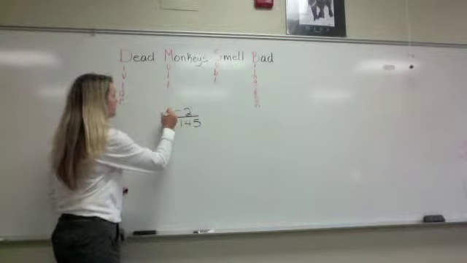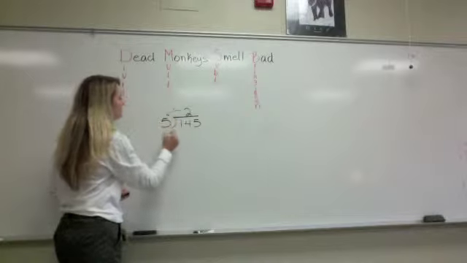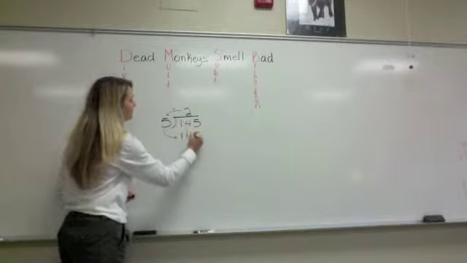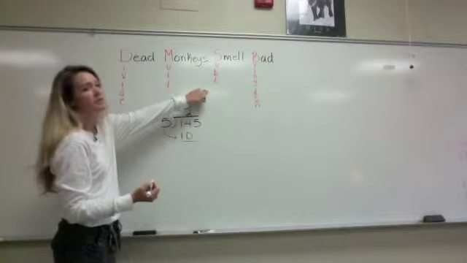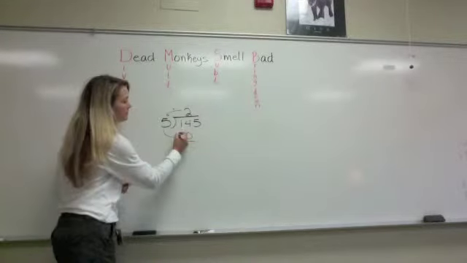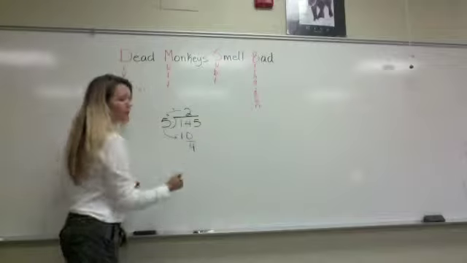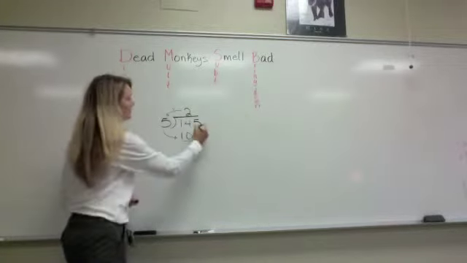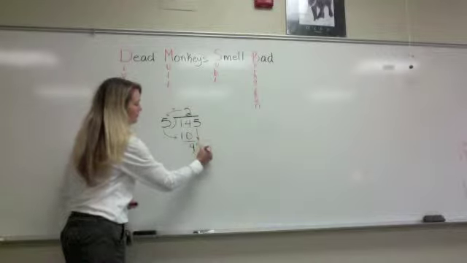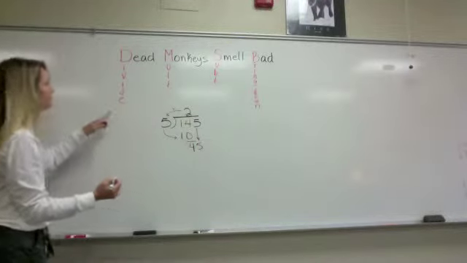Well, 2 times 5 is 10. We just multiplied down. Now we're going to subtract. 14 minus 10 is 4. Now we can bring down. I bring down the 5. Now I start over again, and I divide.